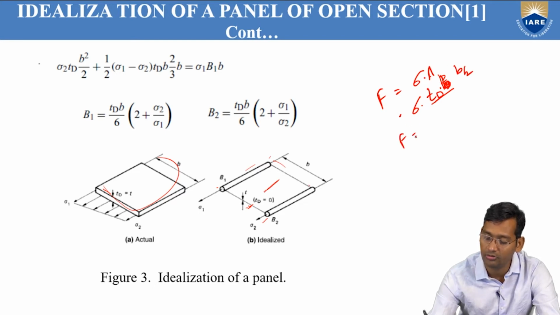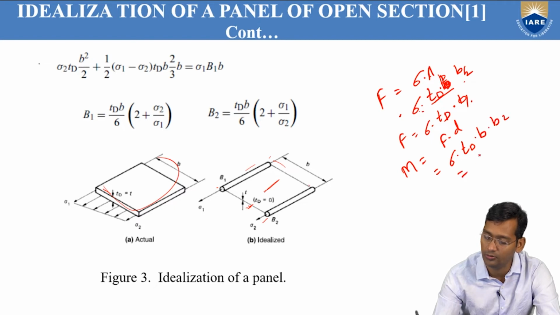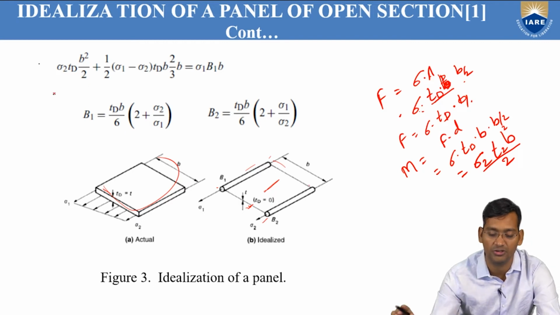So F will be equal to sigma A. So sigma T B is F, into the perpendicular distance. So moment will be equal to F into D, where D is here B by 2. So F is sigma T B into B by 2. So sigma 2 T B square by 2. This will be the moment for the first side.